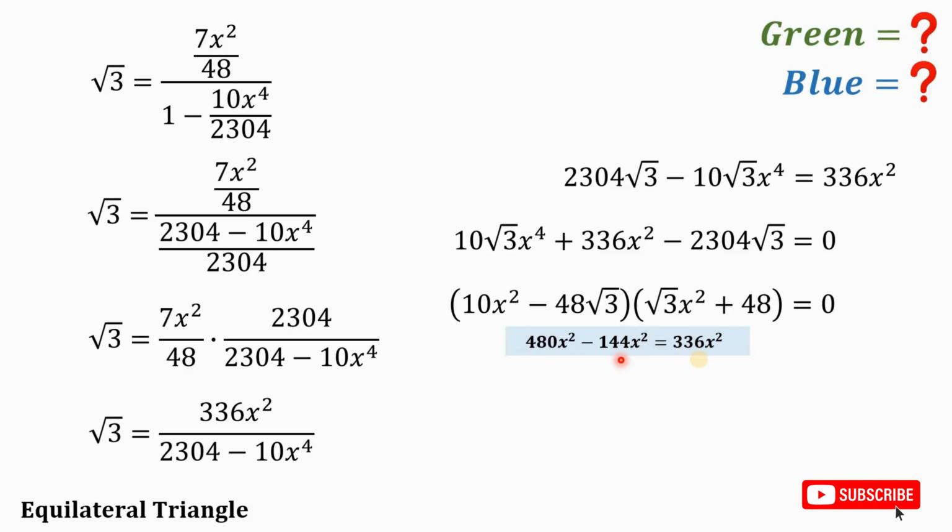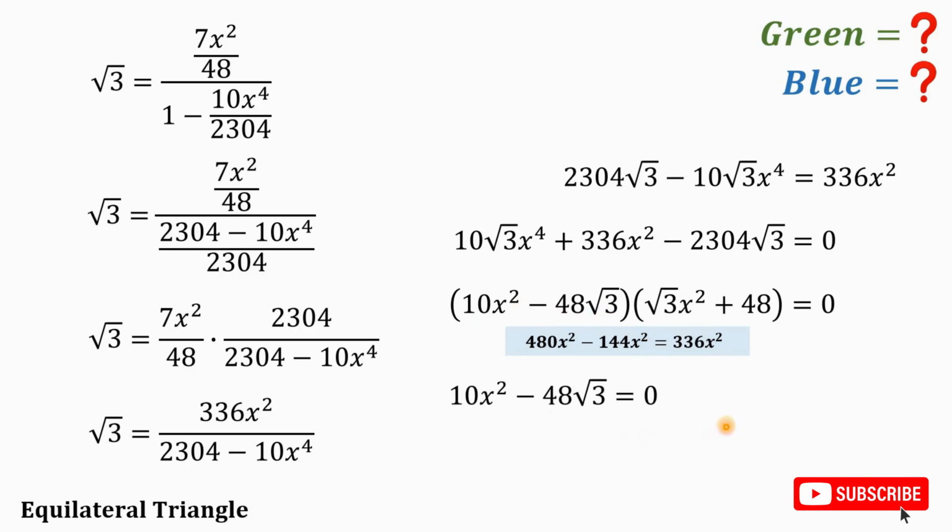If we subtract these two, we get 336x squared, which is our middle term. In short, our factor is absolutely correct. Now, we know that x is not an imaginary number. In short, the factor that will give us a real value of x is this factor: 10x squared minus 48 times square root of 3 equals 0.